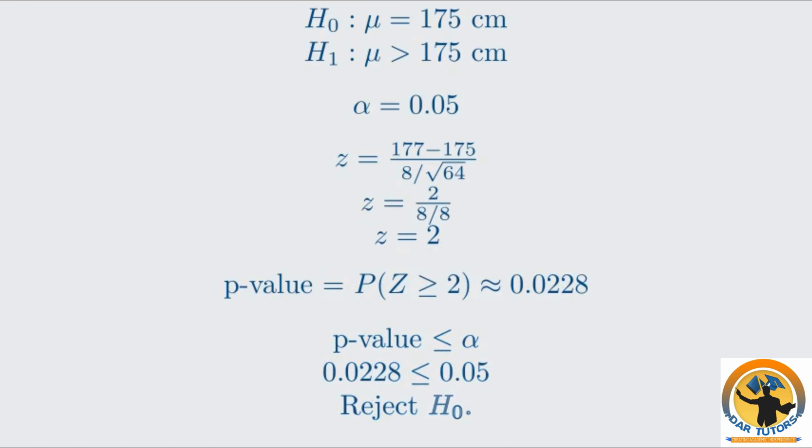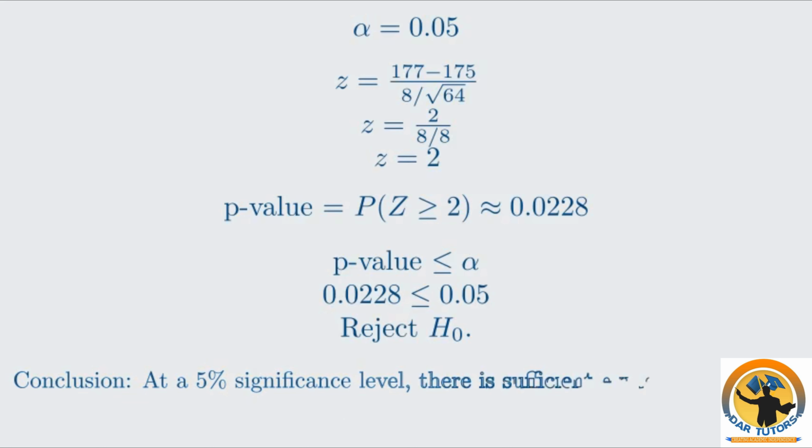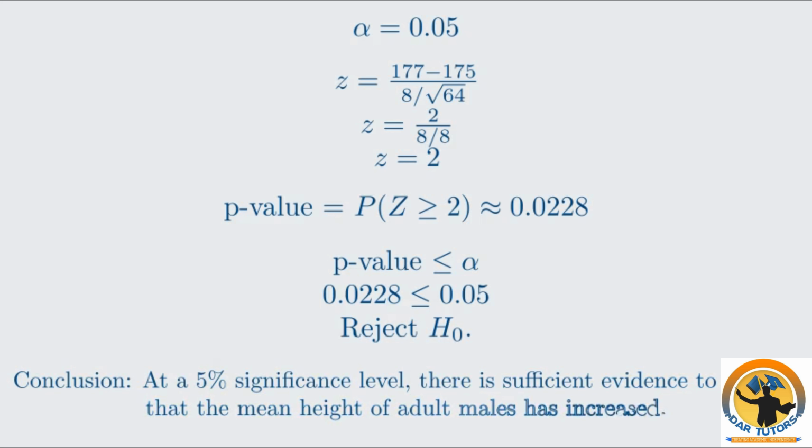We reject H naught. The conclusion is that at a 5% significance level, there is sufficient evidence to suggest that the mean height of adult males has increased beyond 175 centimeters. The observed sample mean was high enough to be statistically significant.